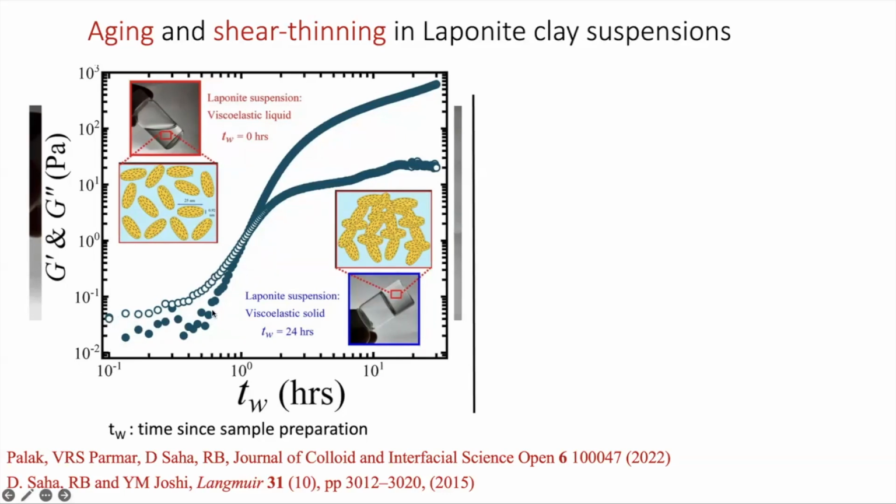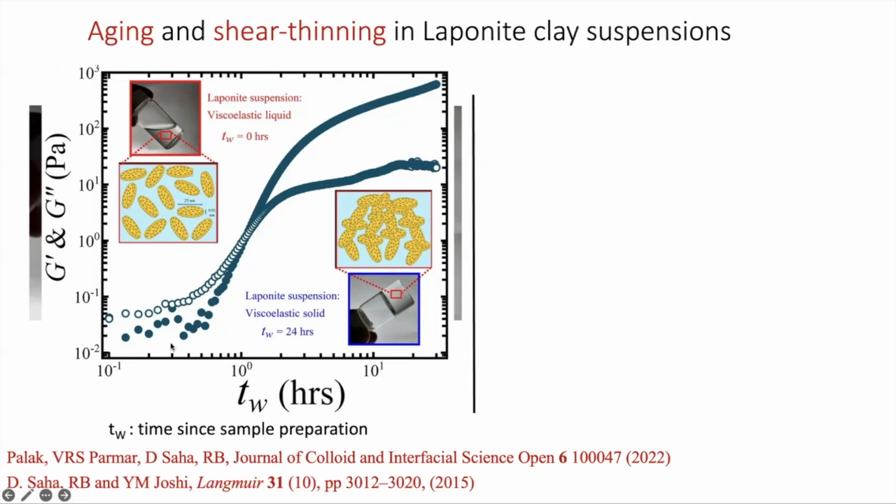The solid symbols here are the elastic moduli. And you can see that initially, for a very, very fresh sample, the viscous modulus is higher than the elastic modulus. So the suspension flows, which is what I showed here. And this is possibly because you still have some clay particles that are free to diffuse around. Clay particles or maybe even some tectoids.